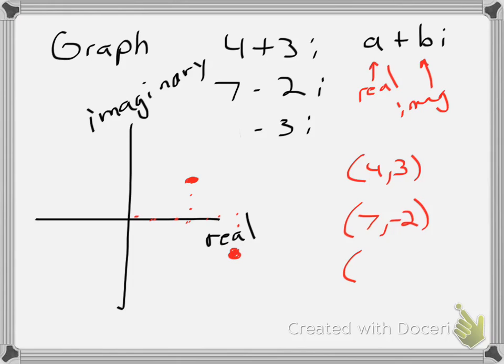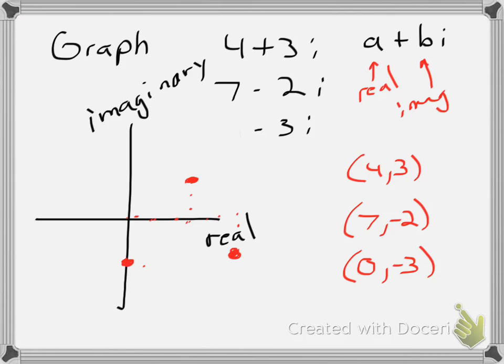Negative 3i, since there's no a term, we assume it to be 0. Let's make that a 0. And then negative 3. So 0 to the right, and then negative 3 down, or 3 down I should say. And there we go. And there are 3 points. So this is again how we graph complex numbers on the complex plane.